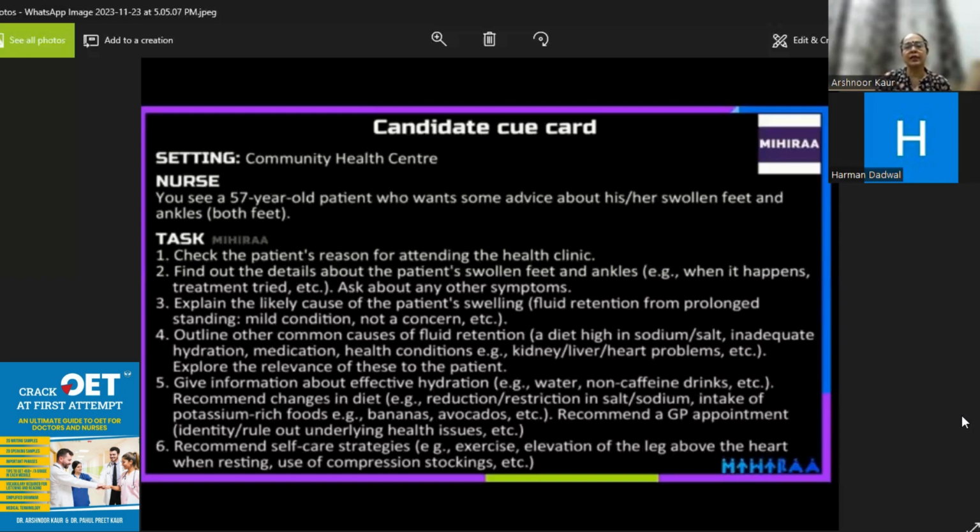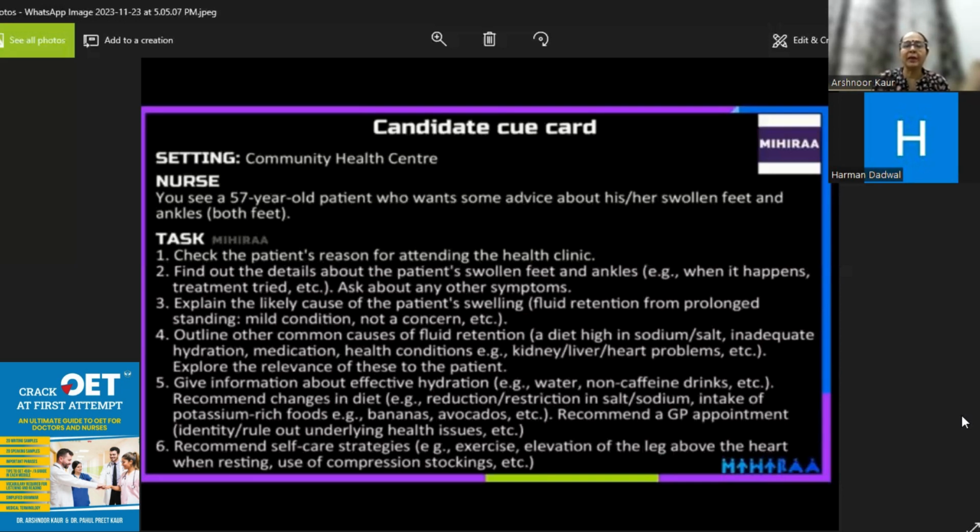Now, the second question can be diet related. What food do you take? Or can you please tell me about your food preferences? The patient may say that I'm taking food from outside as I'm not able to prepare food at home, or I'm fond of eating spicy food. That is obvious that it would have more sodium. As it is mentioned here, there's a diet high in sodium or salt, inadequate hydration, medication, health conditions. These are to be asked because they have given you the hints what questions are to be asked by the patient.